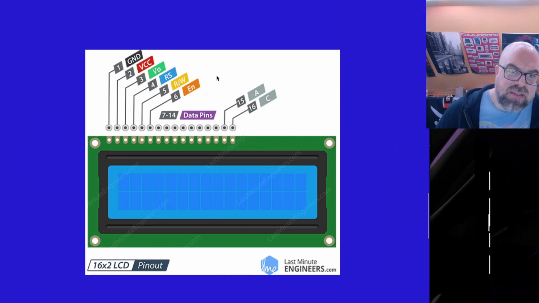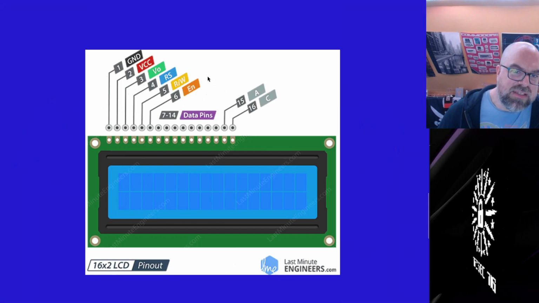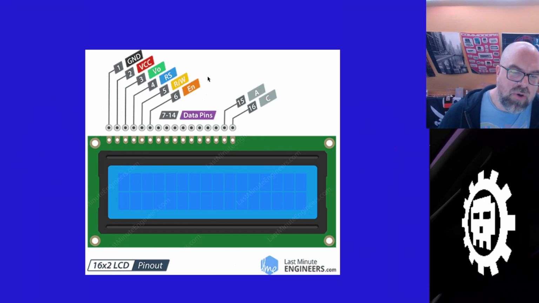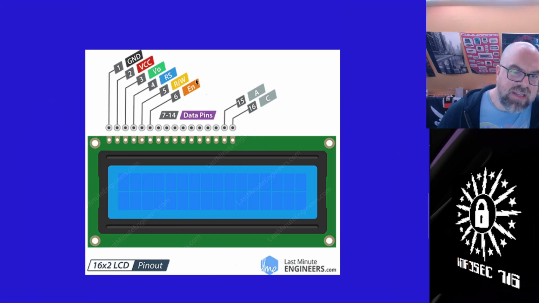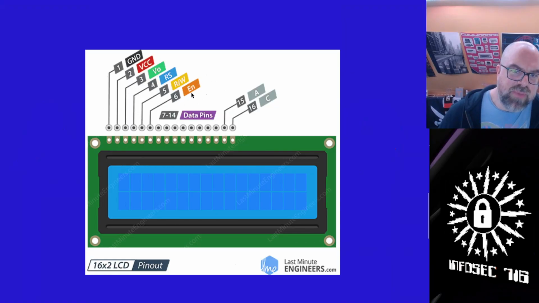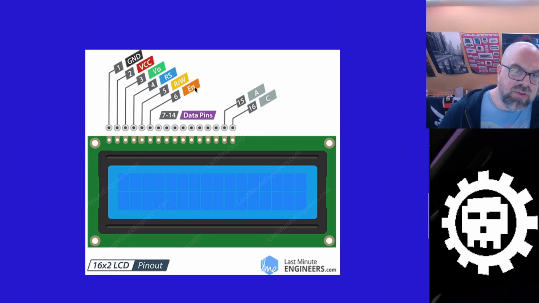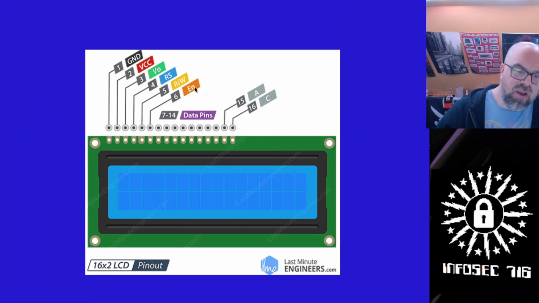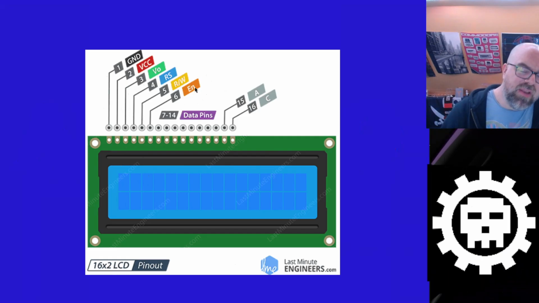EN is the enable pin. So what that does is it takes the data that is in your data pins, which we'll talk about in just a moment, and latches that into the data area in the LCD unit. So this is basically what governs the importation of data from the data pins into the LCD unit.